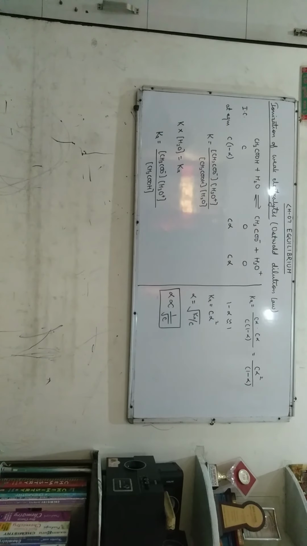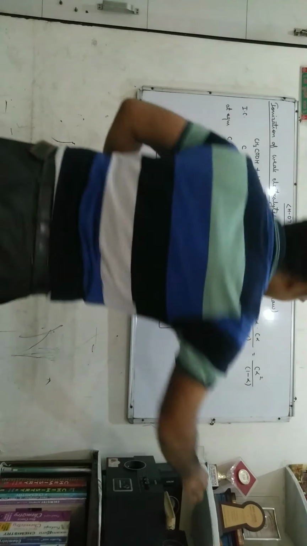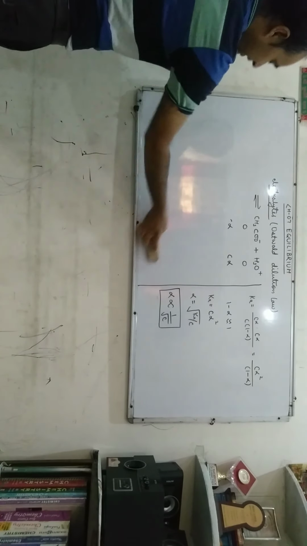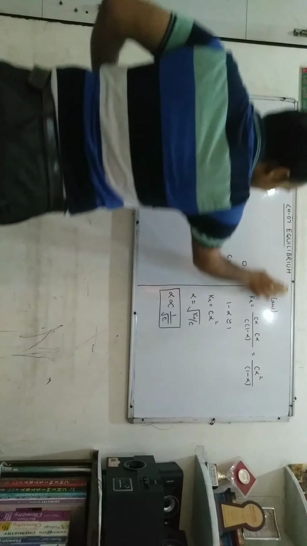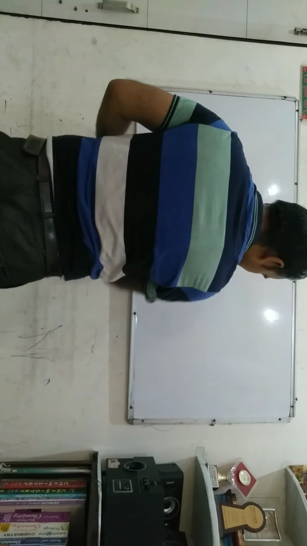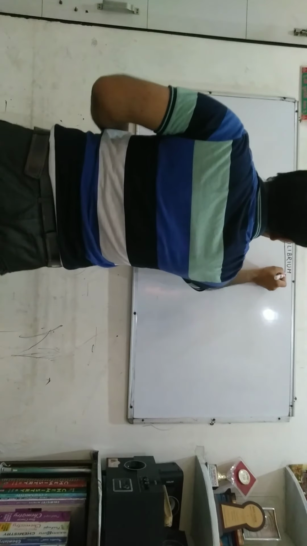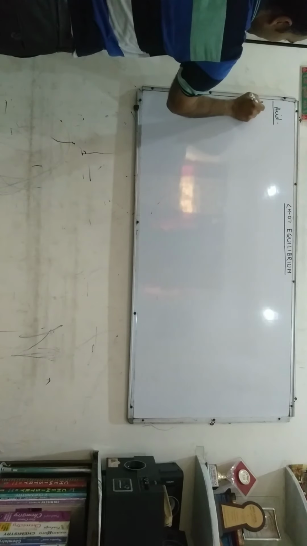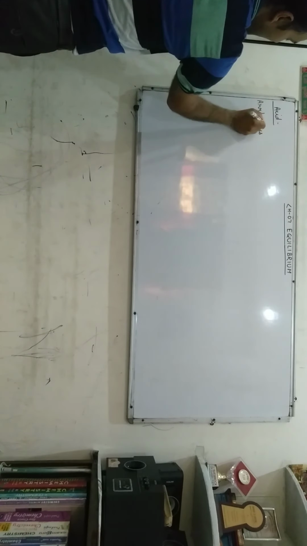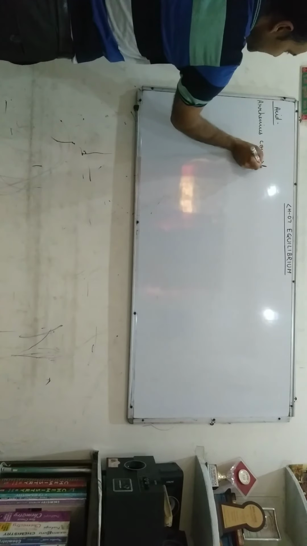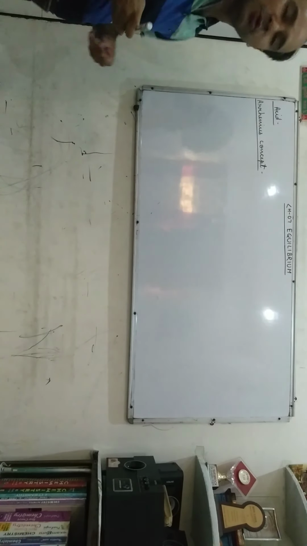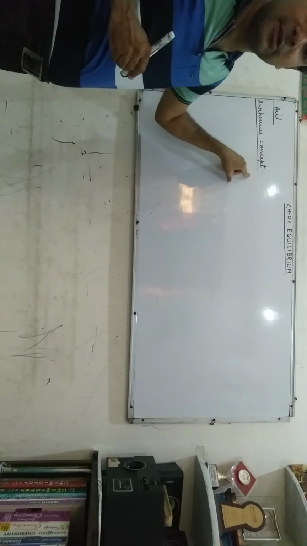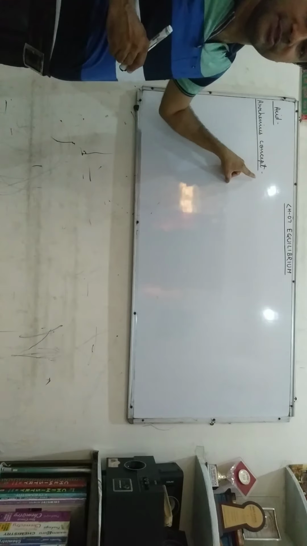Now, let us consider the next topic, acids. As we discussed in class 10th, acids are those substances which produce H positive ion in aqueous solution. Now, here three concepts are there for explaining the term acid. Let us discuss one by one. Acids according to the Arrhenius concept: acids are those substances which produce H positive ion in aqueous solution.